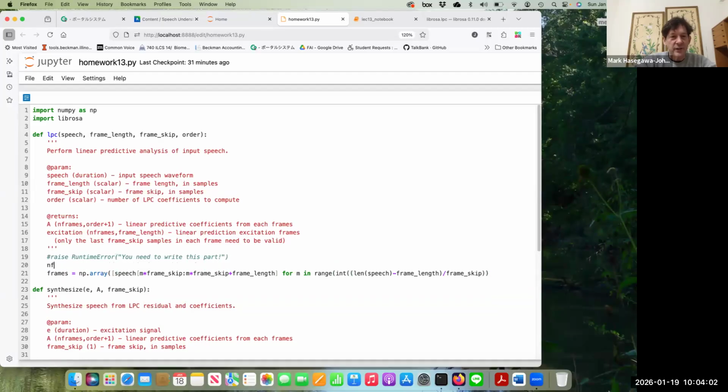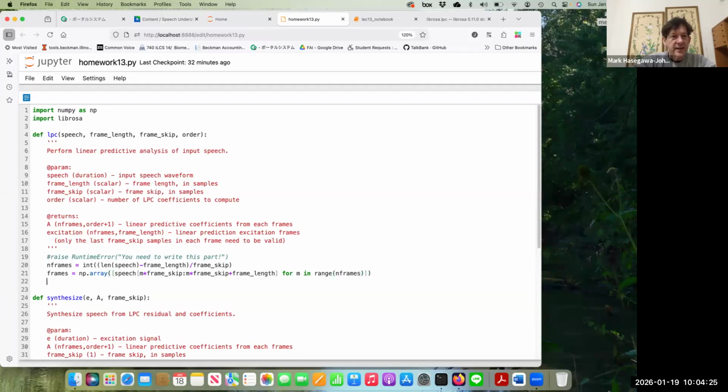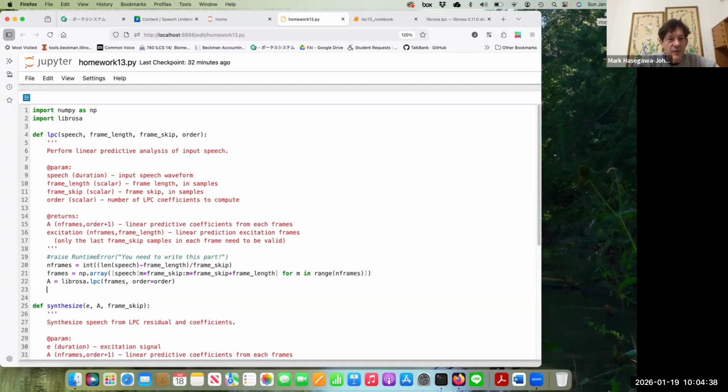Actually, why don't I specify that separately? The number of frames should be integer of length of the speech minus the frame length divided by the frame skip. There we go. And then we can just use that here. M goes from 0 up to the number of frames. All right, that gives us the frames. And now we want to calculate the LPC on those. And for that, we can just type librosa.lpc on the frames with order equals the order. All right, now we've got the frames divided, and we've got the LPC coefficients.